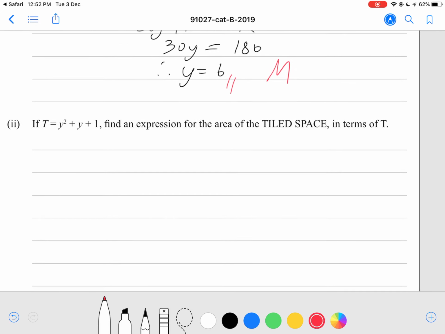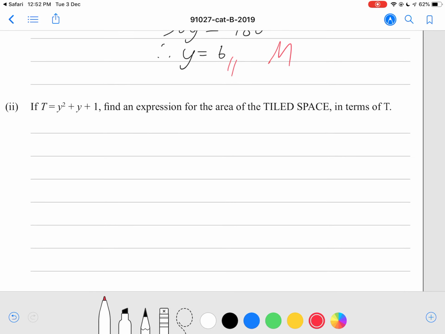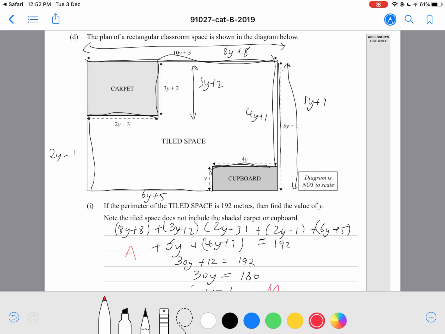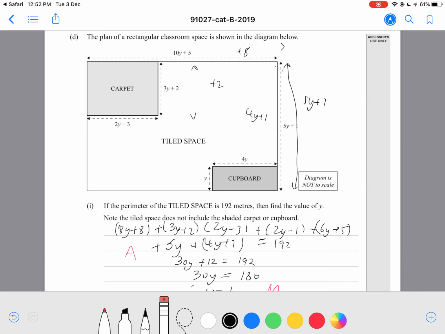Alright, if t equals y squared plus y plus 1, find an expression for the area of the tiled space in terms of t. Alright, so we want the area of the tiled space. The area of the tiled space is the area of the whole rectangle. Okay, let's drop this out. It's not necessary anymore.